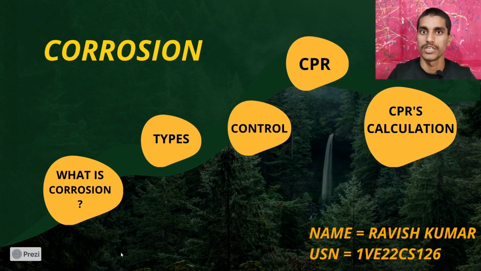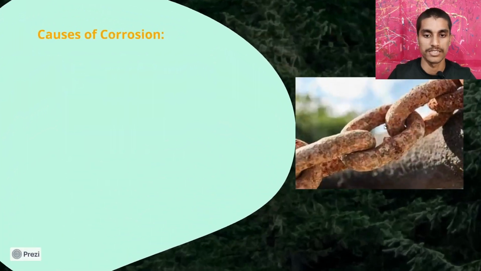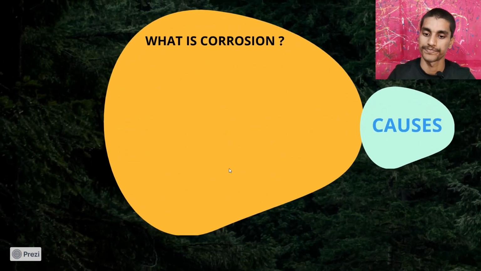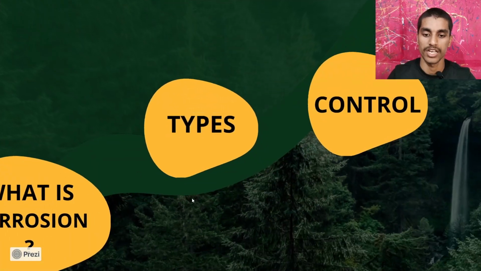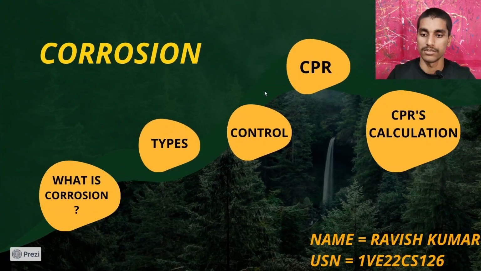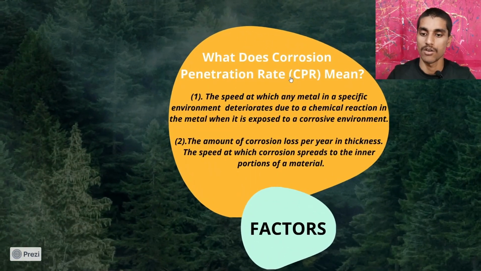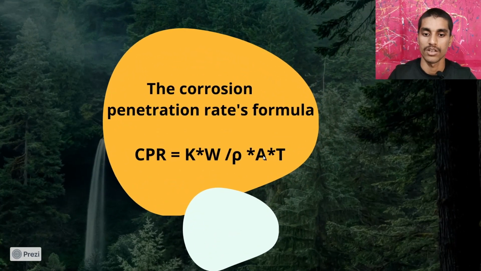So here I explained what corrosion is, its causes, and its types, how to control it, and the CPR and how to calculate it.